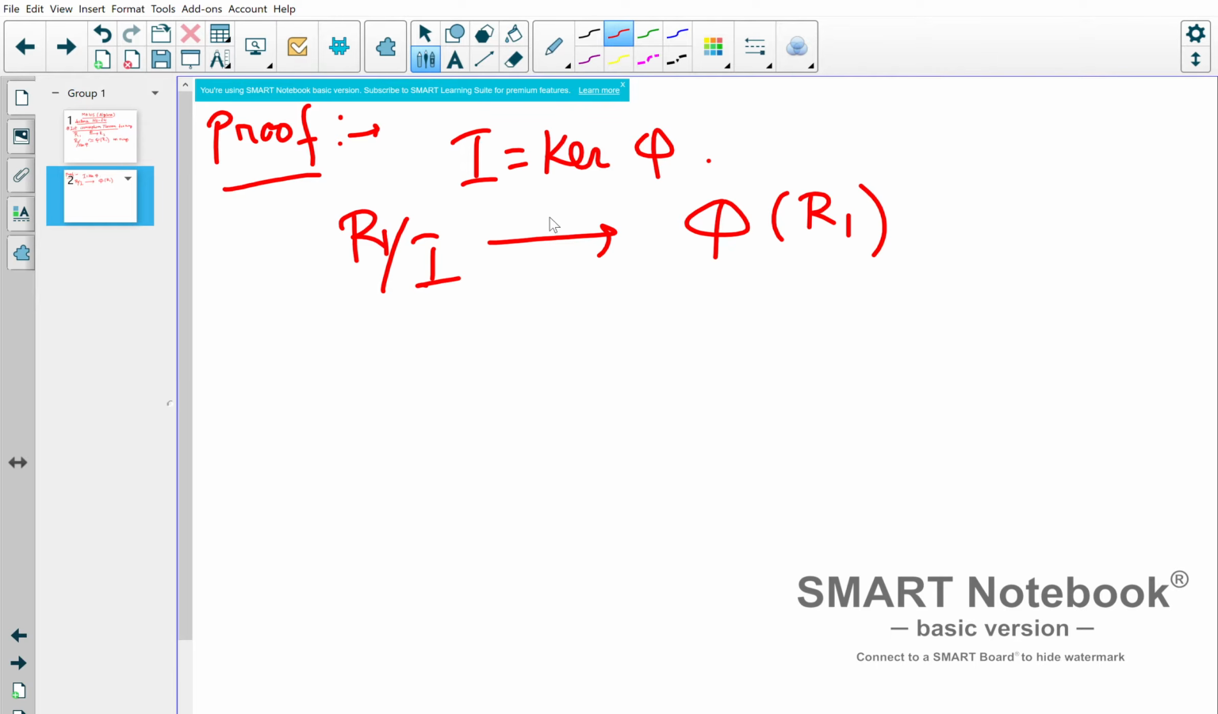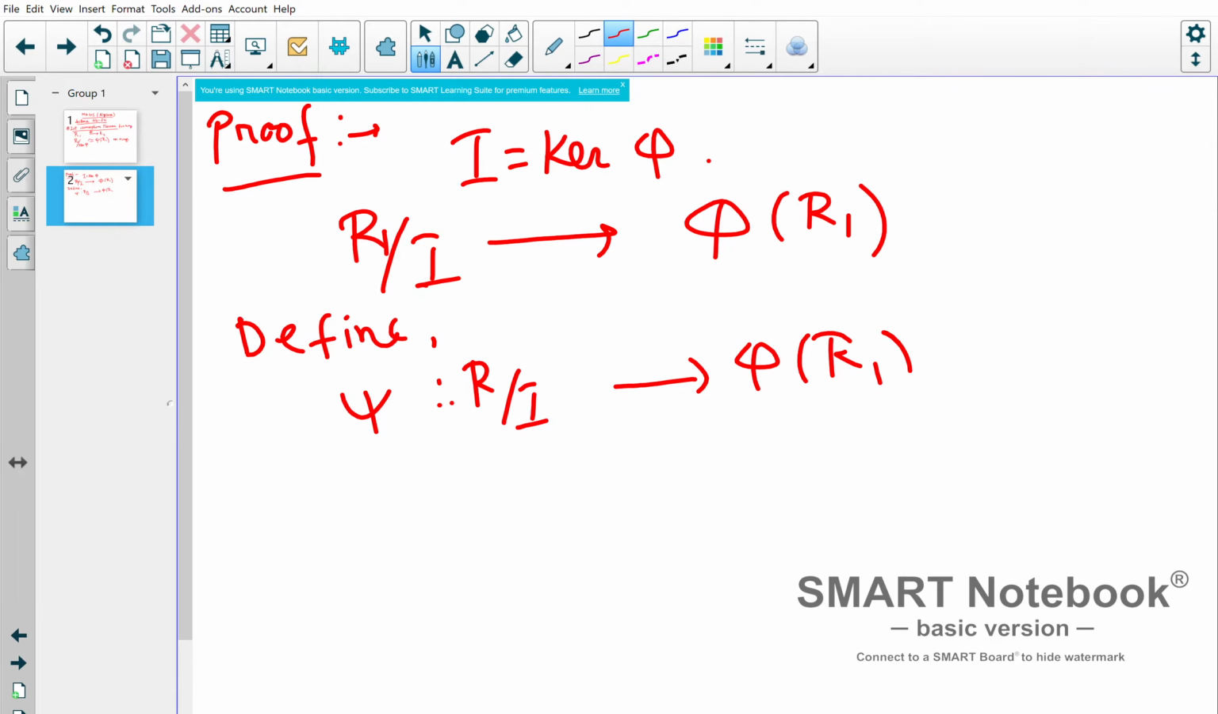So how do I define a map? Let me define a map. Define psi, a map from R mod I to phi of R1. You recall phi is a map from R1 to R2, right? Now, what are the elements of R mod I? They are of the form R plus I, right? And what are the images? This is the natural question.